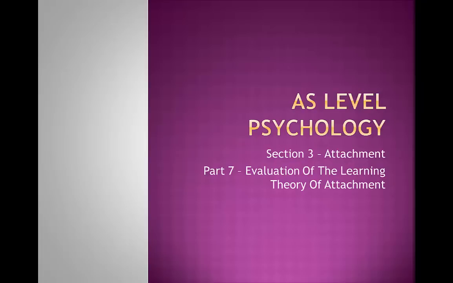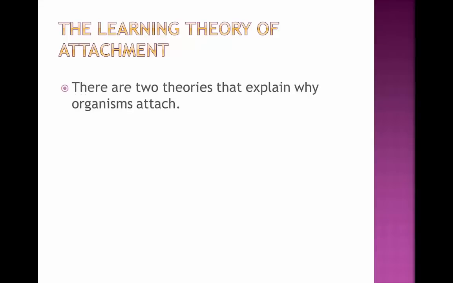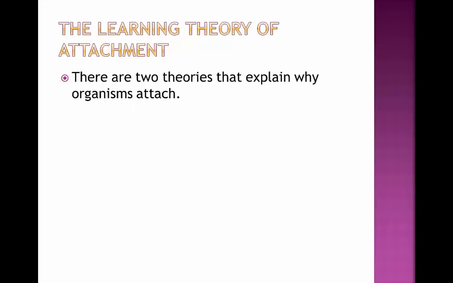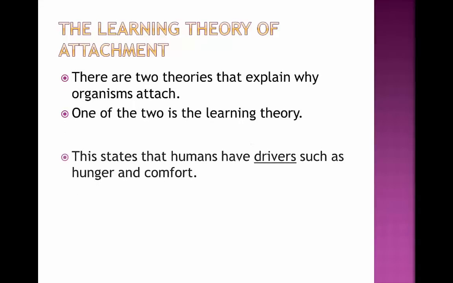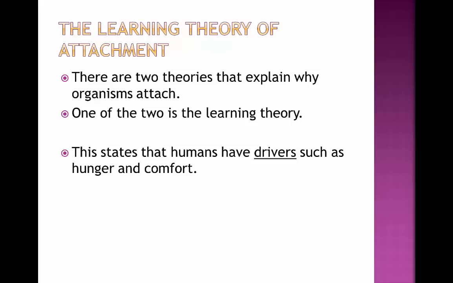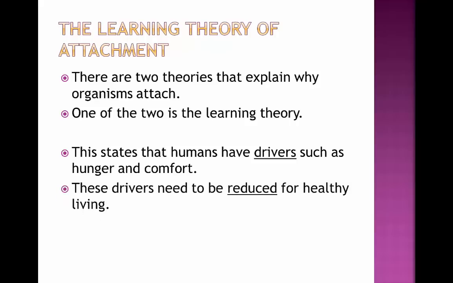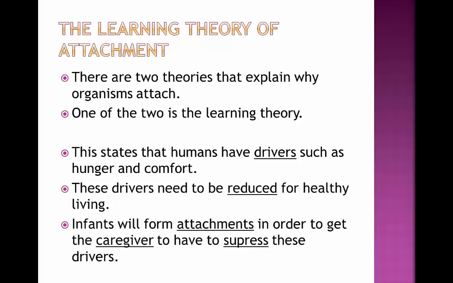Today we're going to be evaluating the learning theory of attachment. The learning theory of attachment states that basically a human has drivers which we're going to have to suppress. These drivers can be examples such as hunger and comfort. So what we have is caregivers who are going to suppress these drivers by giving us food and protection to suppress hunger and comfort. So, therefore, we form attachments with the caregivers who are going to suppress them.